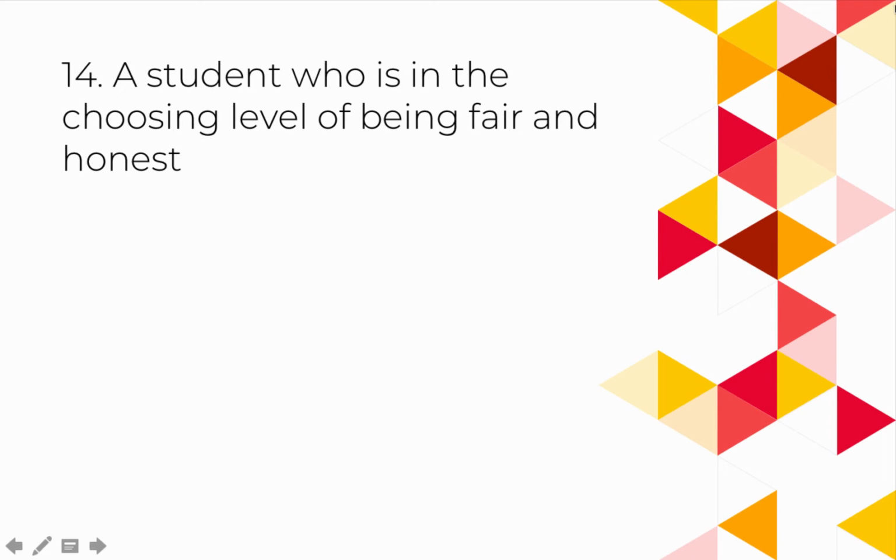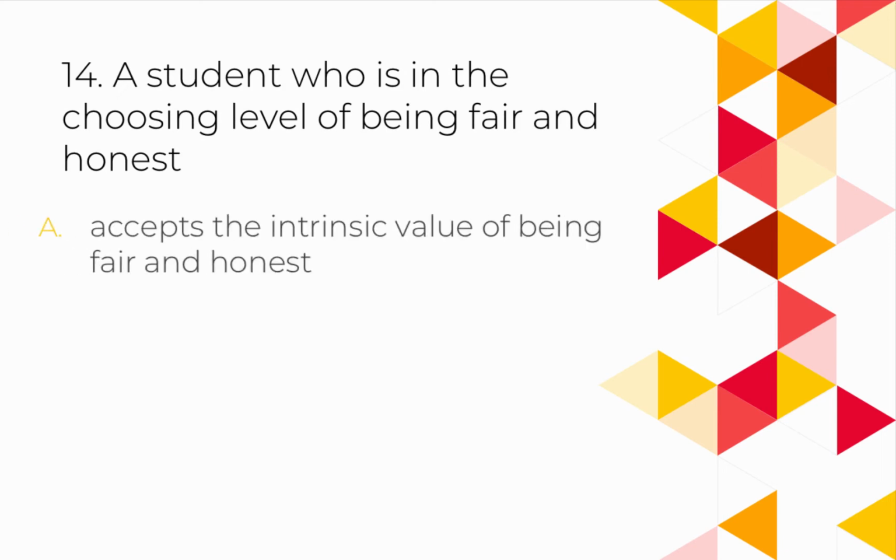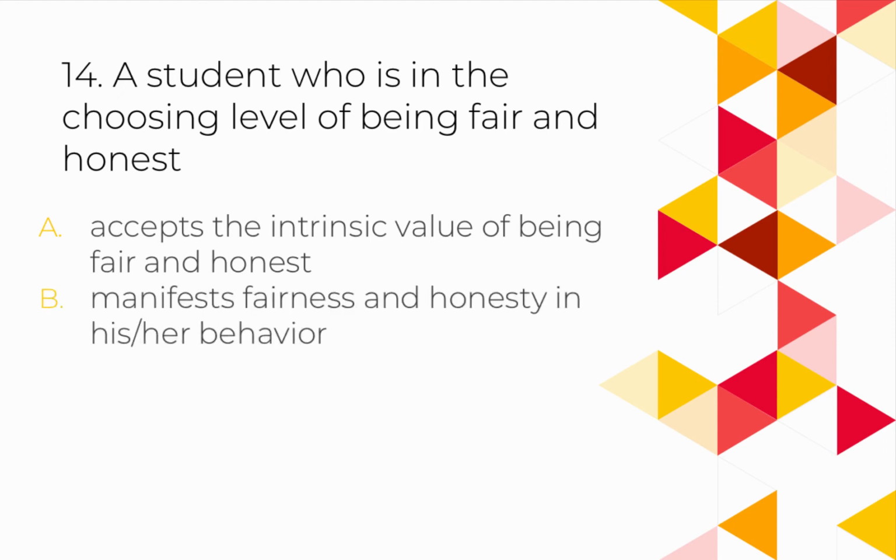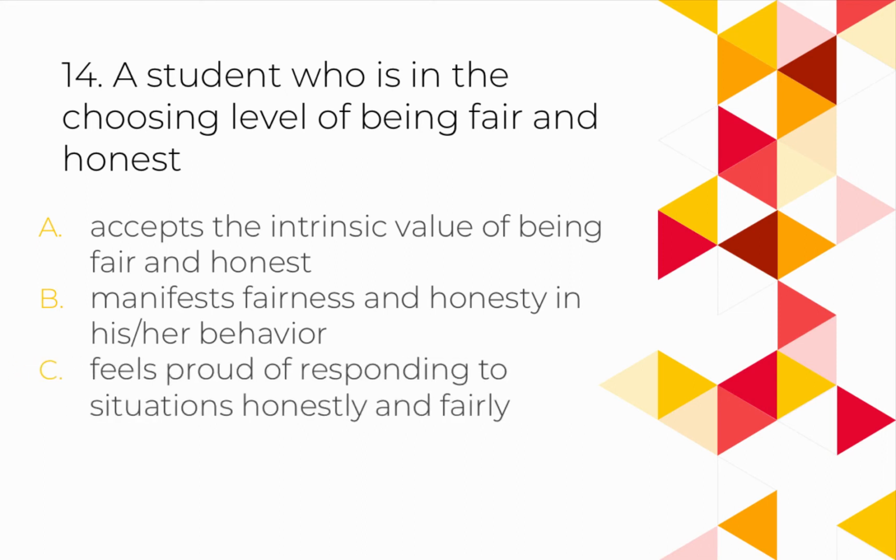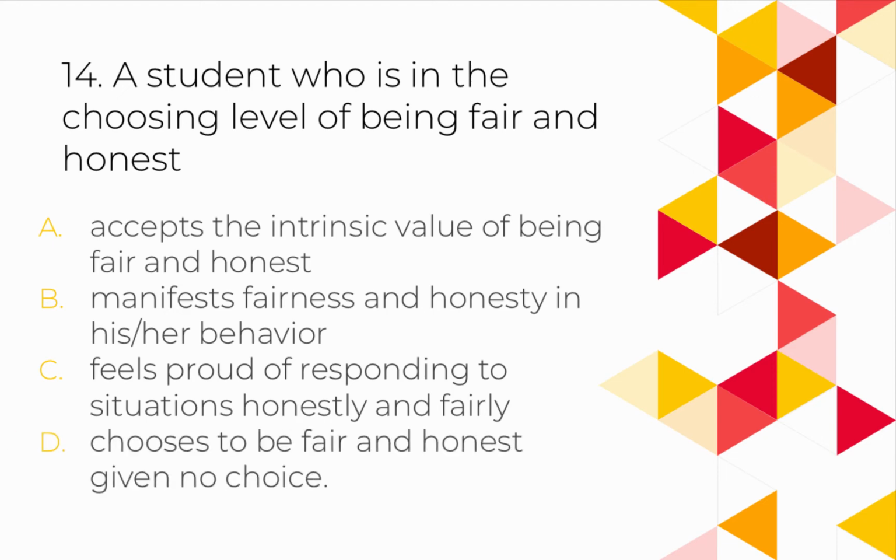A student who is in the choosing level of being fair and honest: A. Accepts the intrinsic value of being fair and honest. B. Manifests fairness and honesty in his or her behavior. C. Feels proud of responding to situations honestly and fairly. And letter D. Chooses to be fair and honest given no choice. And the answer here, teacher, is... yep, good job.